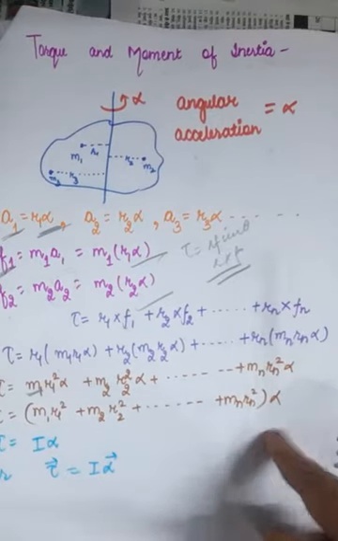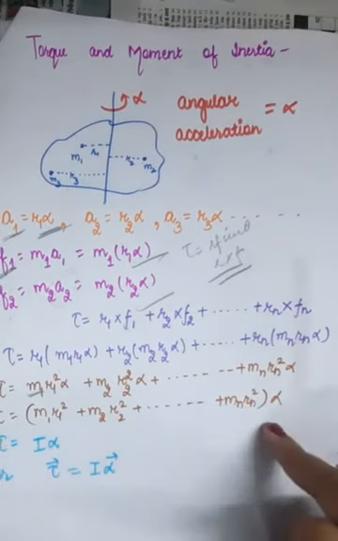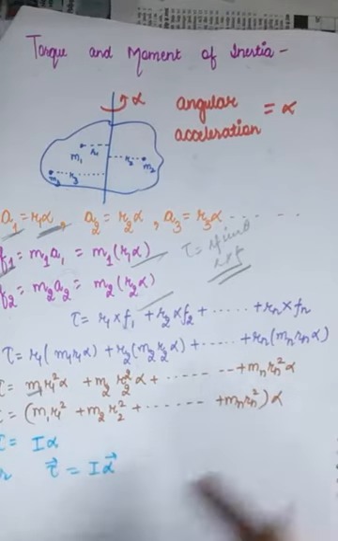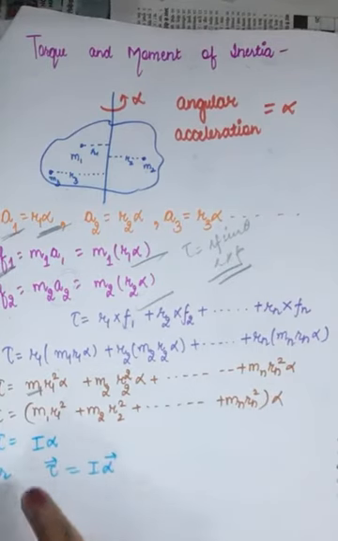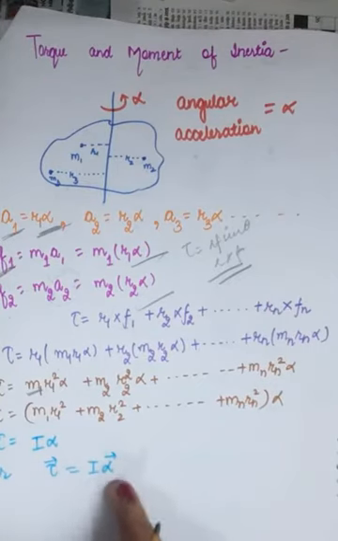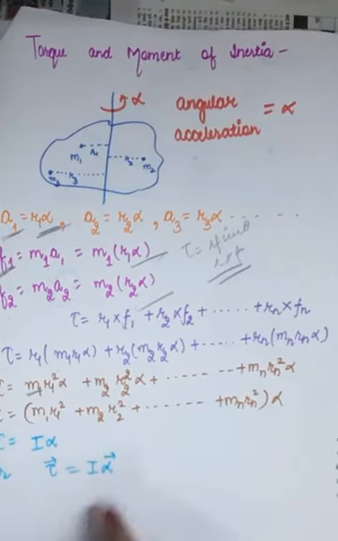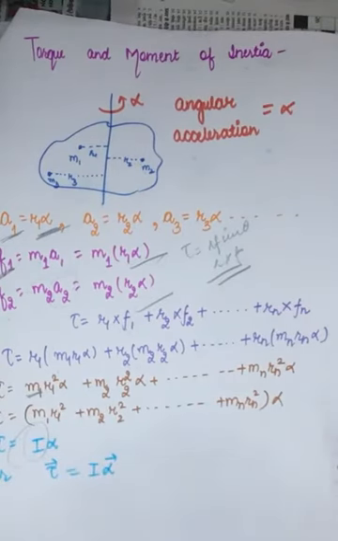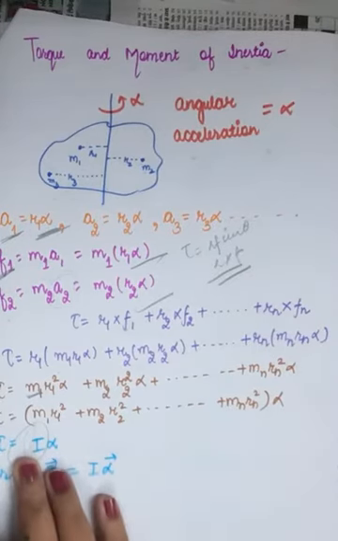Just take alpha common and see what you are left with. This stuff is nothing but moment of inertia again. So yes, I am going to put I over here, where I is the moment of inertia. So torque will be equal to I alpha vector, because of course we have to make it a vectorial relation, right? Moment of inertia is not a vector quantity. I repeat, moment of inertia is not a vector quantity. It's a scalar quantity, right? So tau is equal to I alpha.